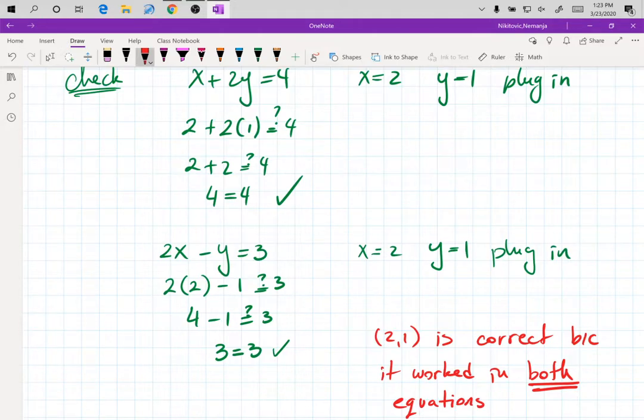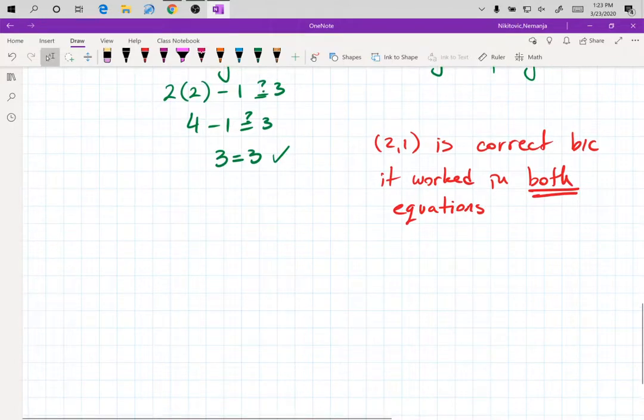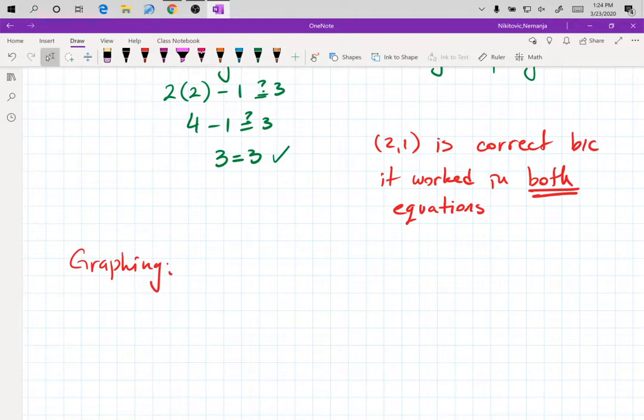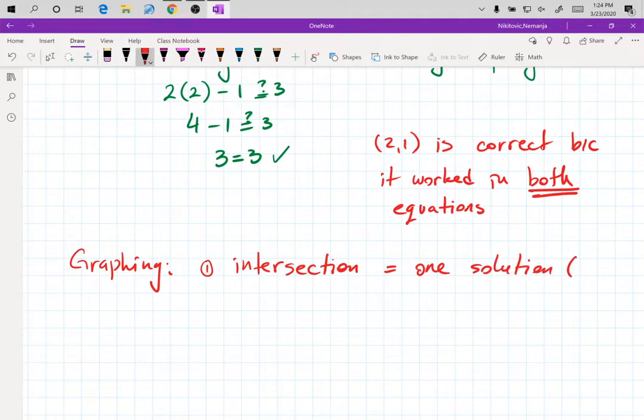And we can have 3 types of solutions. As we've seen before, we can have one solution, which is the example we just had. We can have no solution, and we can have infinitely many solutions. So now, when we are solving problems by graphing, we have intersection, number 1. And that's one solution, which is x comma y.